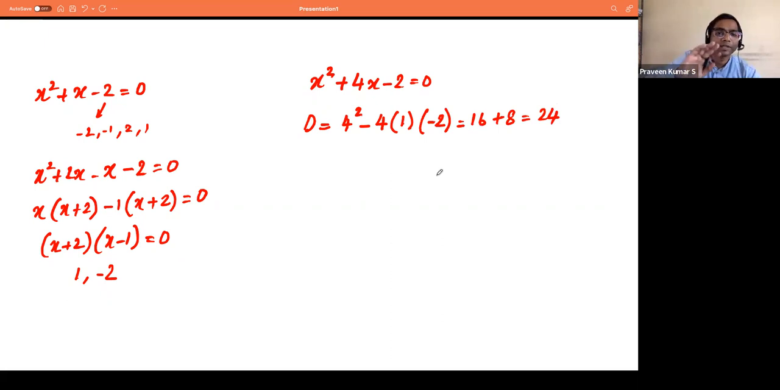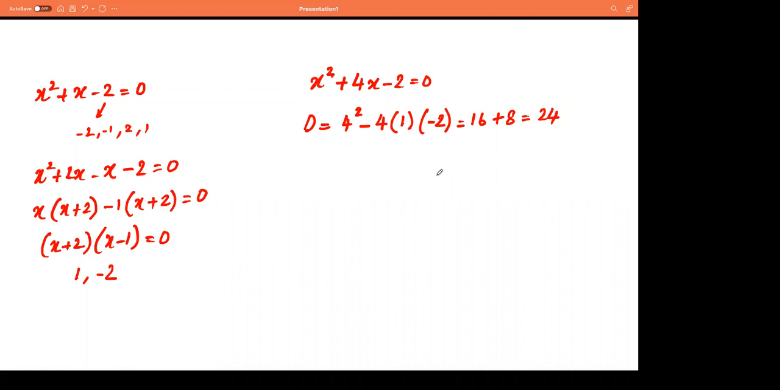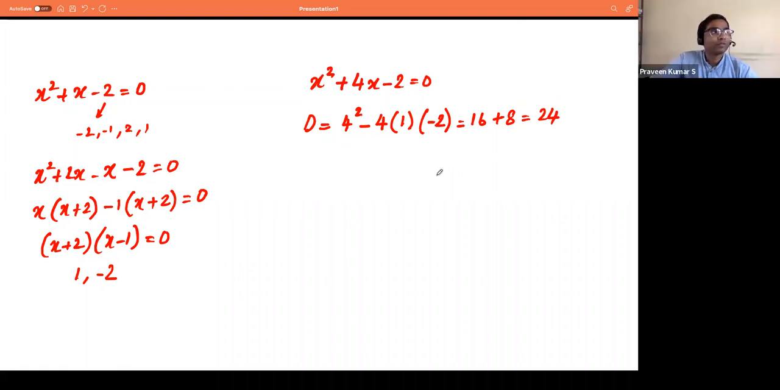So we know that this has real roots, right? This has real and unequal roots. But how will you calculate those real and unequal roots? By quadratic formula. Yeah, so one way of solving this is by the formula. The other way of solving this equation is by drawing a graph and then seeing where it cuts the x-axis. And the third way is to compare this equation.